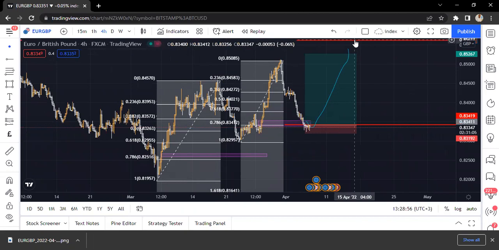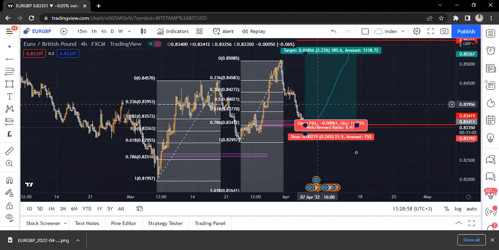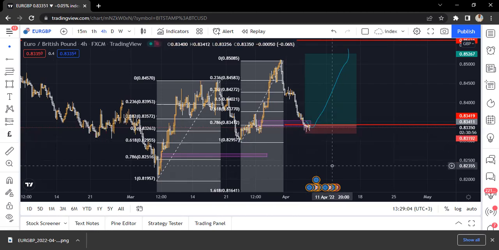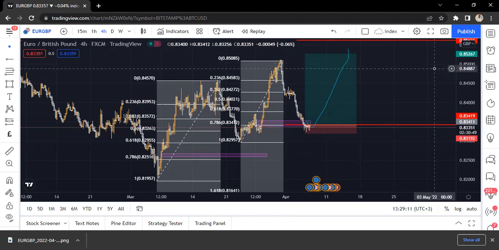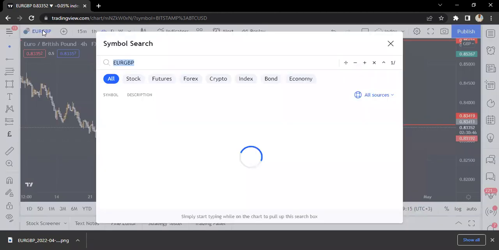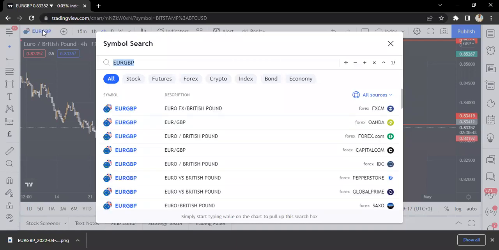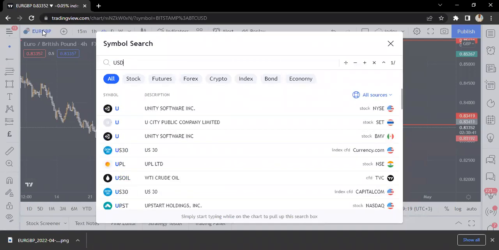Cool. So we do have a stop loss here. Just took a long position. We do have a stop loss of 0.83192, and a take profit of 0.85267 in this particular case right here. Now, there's another thing that I am looking at. Actually, this is USD CAD.